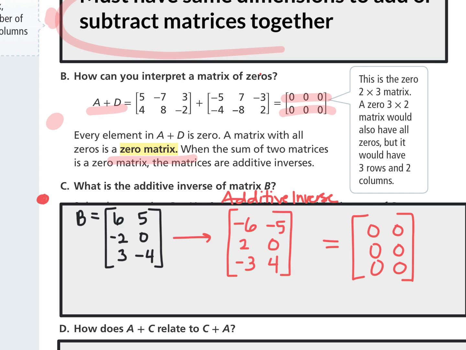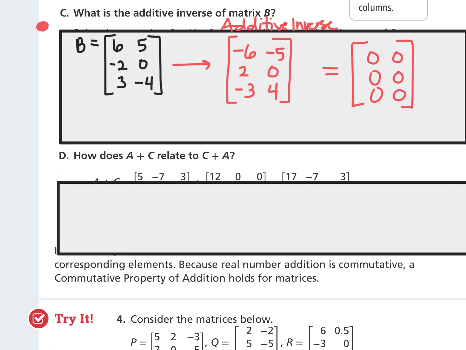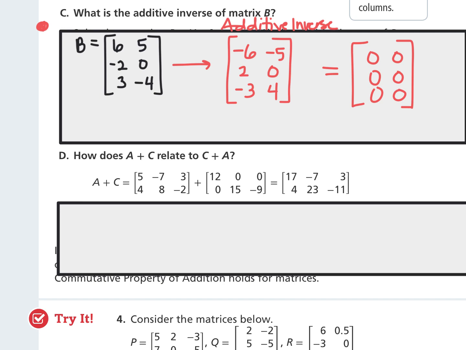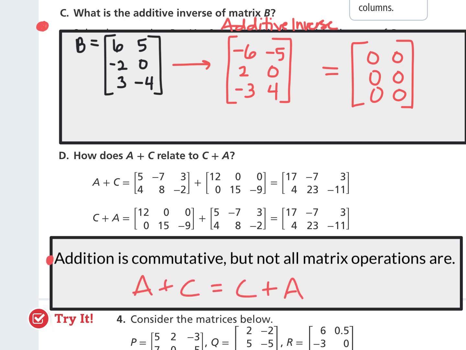And then lastly, I don't even know how much of this you're going to copy down. You can probably copy some of it down, but it says, how does A plus C relate to C plus A? So if we add the two together, and I'm just going to show you this, notice this is A plus C, and here's C plus A. Because you're adding the corresponding parts, it doesn't matter what order you do them. So the whole purpose of this is just to show you that it does not matter the order you add matrices, but not all operations can be done in any order. So I would write that down. Addition is commutative, but not all matrix operations are. So what that means is A plus C does equal C plus A.